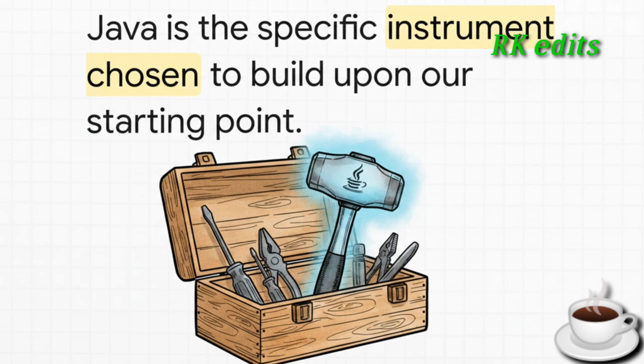Well, Java is famous in the tech world for its write once, run anywhere superpower. That basically means a developer can build a program using Java, and it's going to run flawlessly on a Windows PC, a Mac, or a mobile device, without needing to be completely rewritten from scratch every single time. So whenever you hear Java in this context, I want you to picture a highly versatile, industrial-strength tool in a toolbox, one that's specifically selected to build upon our starting point.